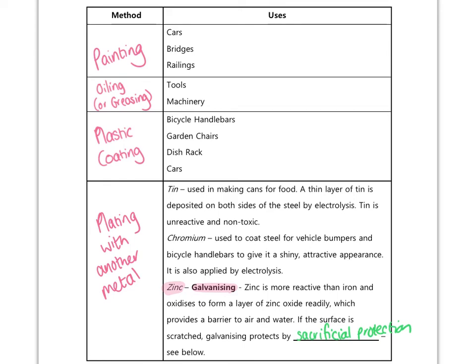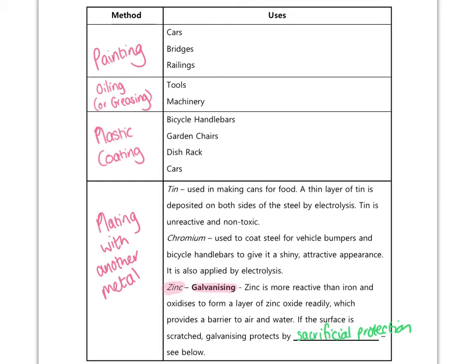So if we coat our object in zinc, that's called galvanizing, and because zinc is more reactive than iron, if the surface of the zinc is scratched, it can protect by sacrificial protection. And that's the idea, that because zinc is more reactive than iron, it will react with the water and oxygen first, which will protect the iron, but we'll have a closer look at that in a second.